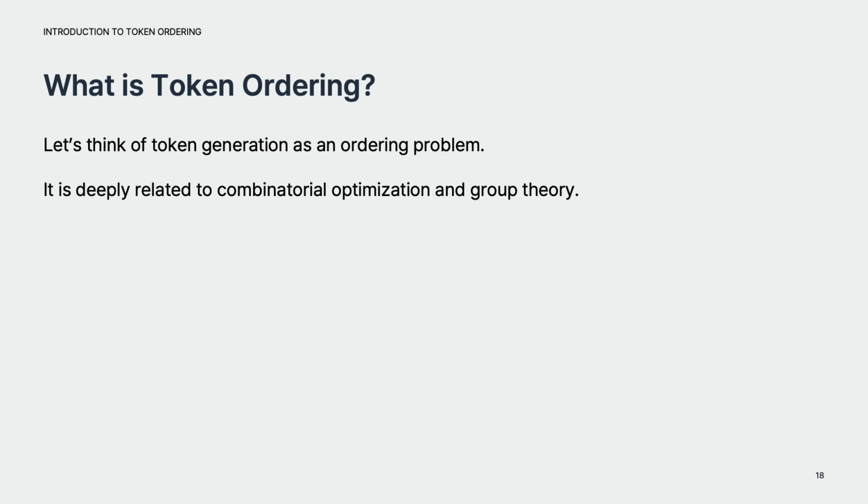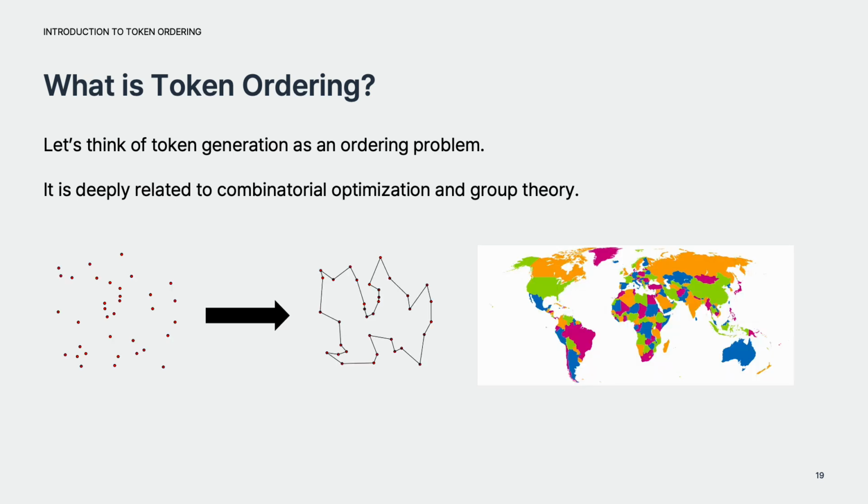So now we can think of token generation as an ordering problem. For coding, we could order tokens defining functions first. For Sudoku, we could order the crucial numbers first that are key to solving the whole puzzle. This ordering problem is deeply related to combinatorial optimization and group theory. For example, problems like the traveling salesman problem or the four-color theorem.